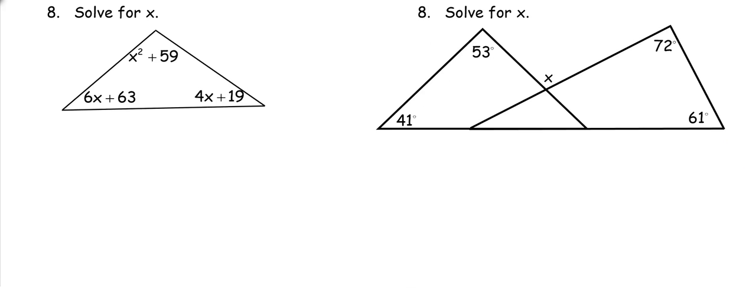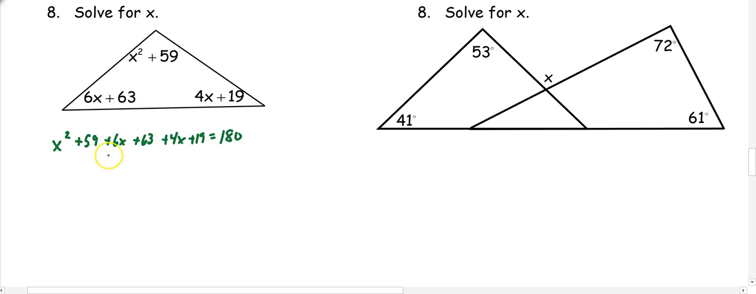So number 8, solve for x. Again, we're going to add all of these angles together and set them equal to 180, the triangle sum. So x squared plus 59 plus 6x plus 63 plus 4x plus 19 equals 180. When I combine like terms, I get x squared plus 10x, and 59 plus 63 plus 19, so plus 141 is equal to 180.